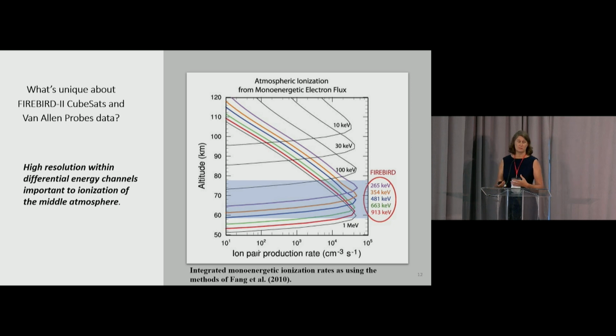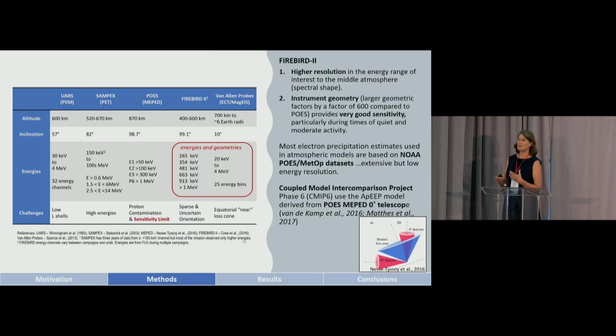So what's really unique about these FIREBIRD CubeSats and the Van Allen Probes are the energies of electrons that they're measuring. And so they measure a differential energy flux at the energies that are really significant to the middle atmosphere. This helps us determine the spectral shape of the electrons that are precipitating into the atmosphere.